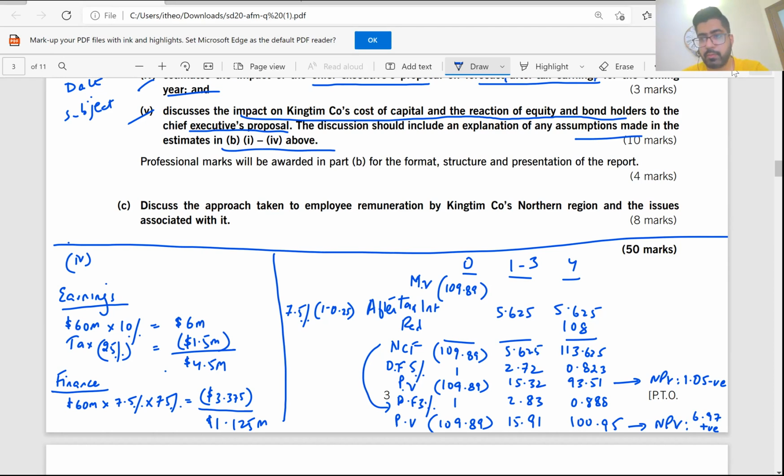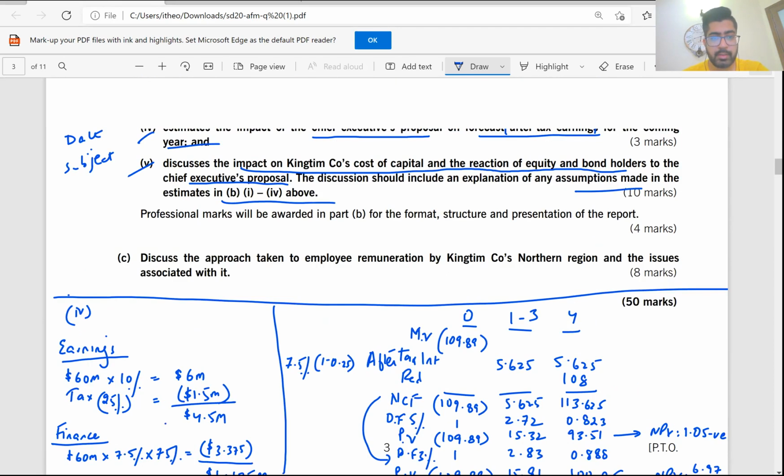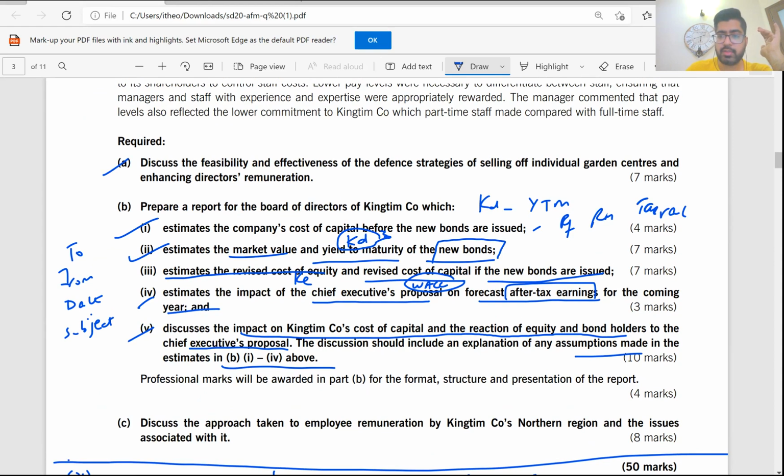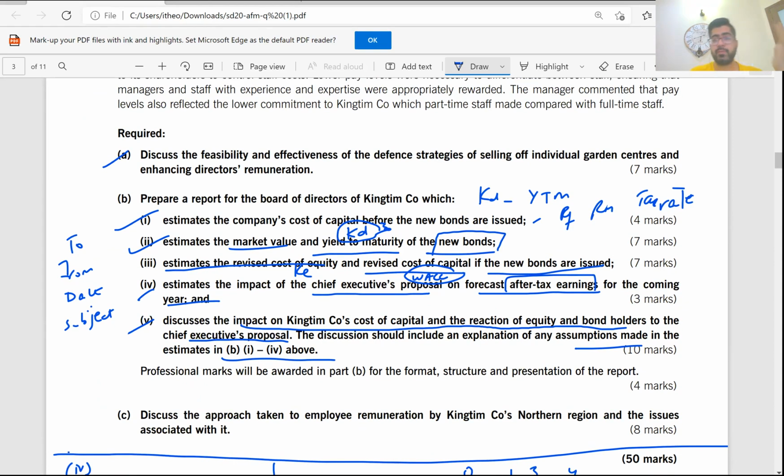Now in B1 to 4, if you have taken any assumptions, like in cost of capital, we assume beta equity remains constant, RF remains constant, RM remains constant, tax rate remains constant. So all those assumptions you can write, because we assume that RF remains constant for the whole year, tax rate remains constant for the whole year, beta equity remains constant for the whole year. Market value B2 is the present value of all outflows discounted at KD. Okay, yield to maturity KD, we assume we calculated through IRR approach.